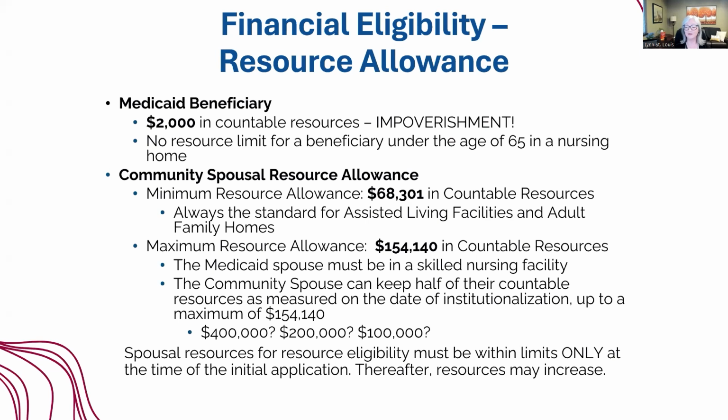If they had less than double that, I hope I'm not losing you here, then they can't keep the 154. So for example, if they had 200,000, how much can they keep? 154? No, because that's not double 154. So if they had 200,000 in countable, they can keep 100,000. If they had 100,000 in countable, they can keep the 68,000.